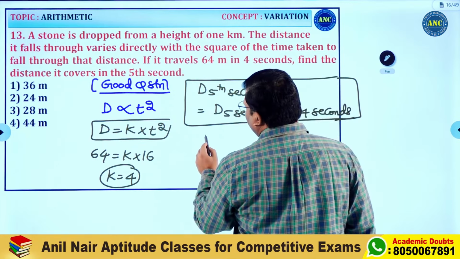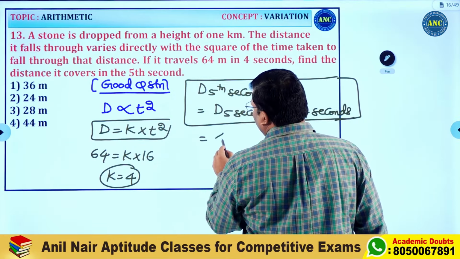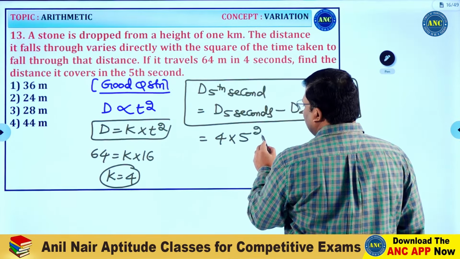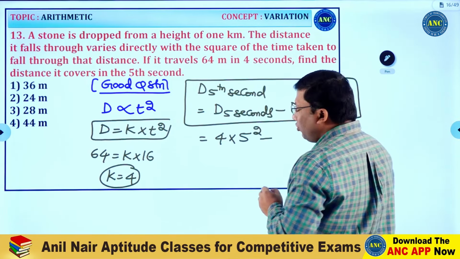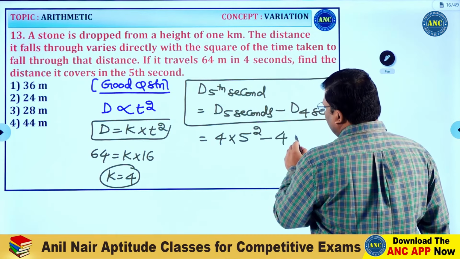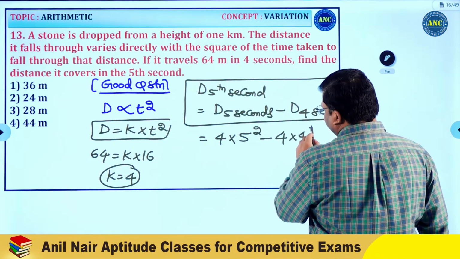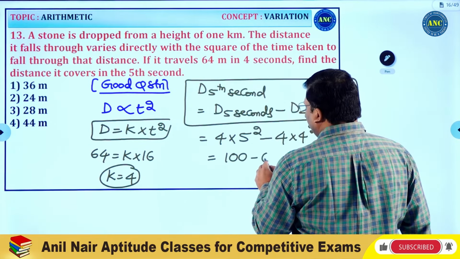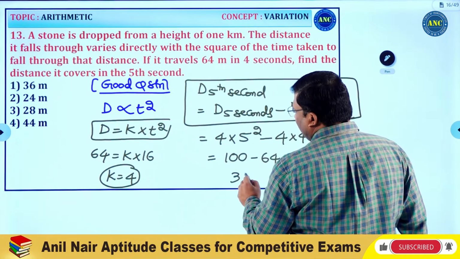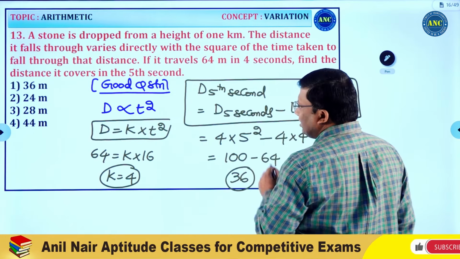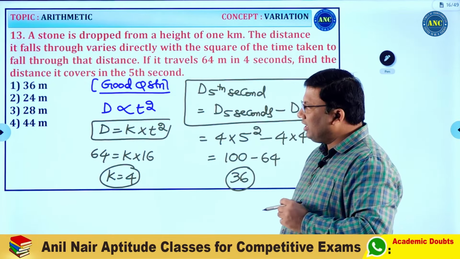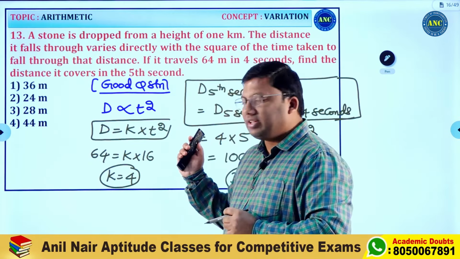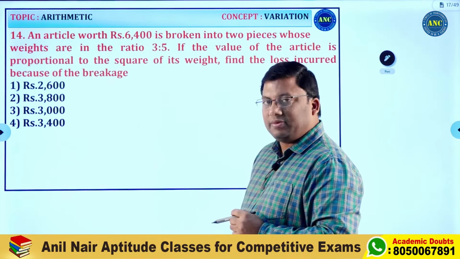Distance it traveled in 5 seconds is 4 into t square, where t is 5. Distance it traveled in 4 seconds is 4 into 4 square. 25 4s are 100, 16 4s are 64. 100 minus 64 is 36. Good question. The answer for this question is 36 meters.